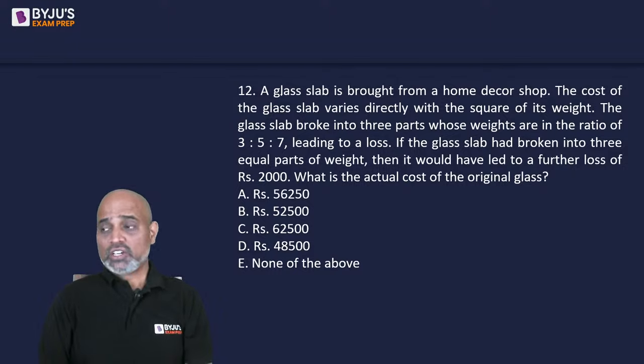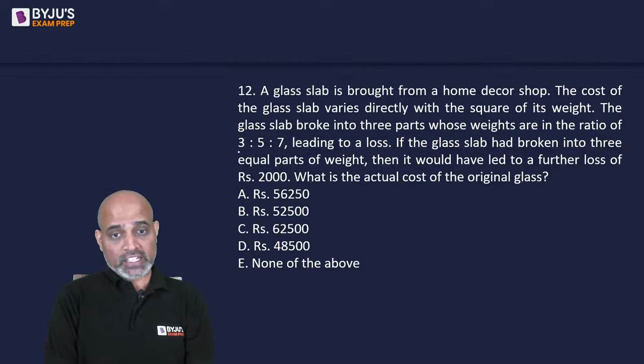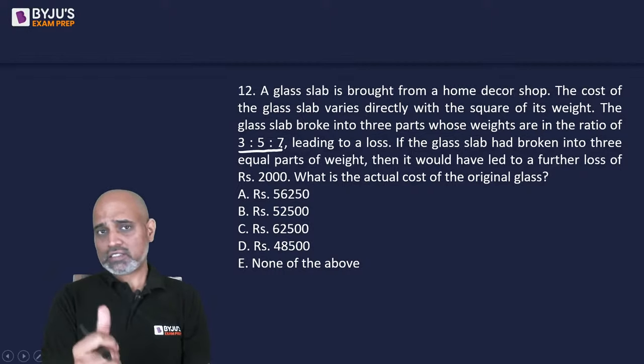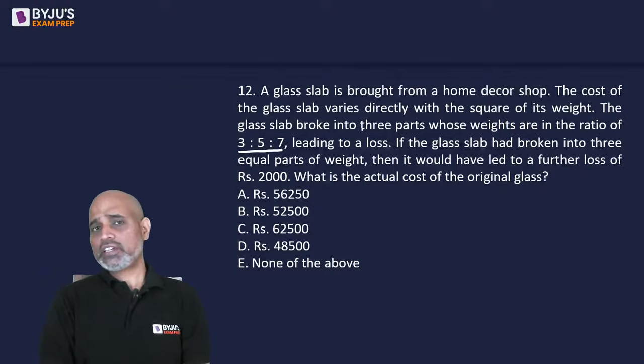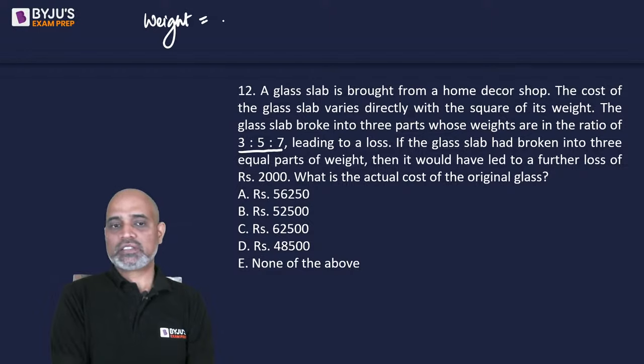Okay? So, since we don't know the actual weight, we are going to assume that the total weight is 3 plus 5 plus 7. Kitna ho gaya ye? 15. So we will say that the weight of the glass slab is 15, where this gets broken down into 3, 5 and 7.